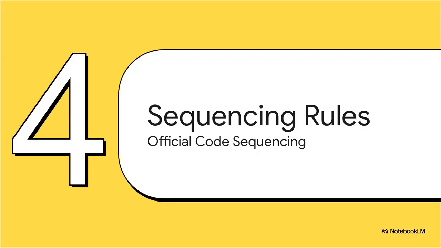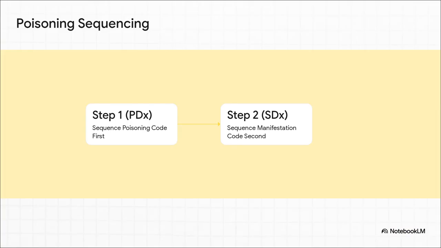All right, Section 4, Official Code Sequencing Rules. Now that we have the definitions down, let's see how this builds into our mandatory sequencing logic. These rules are absolutely non-negotiable for inpatient coders. Let's start with poisoning. If a patient is admitted for a poisoning, you must sequence the appropriate poisoning code, those T36 through T50 codes that indicate intent, as the principal diagnosis first.